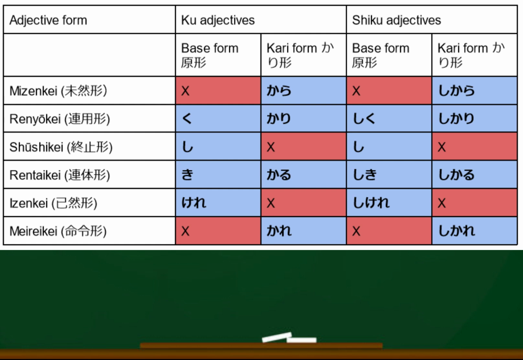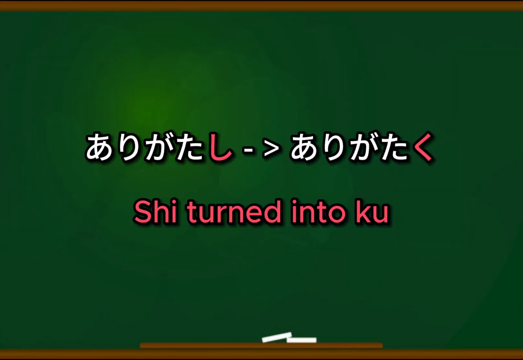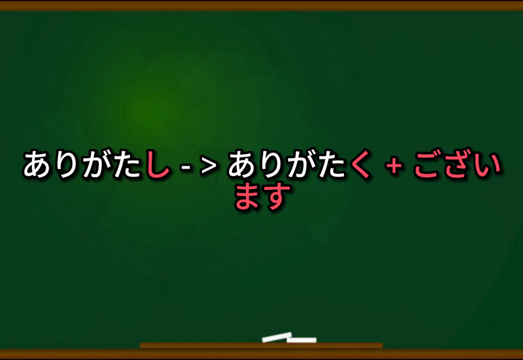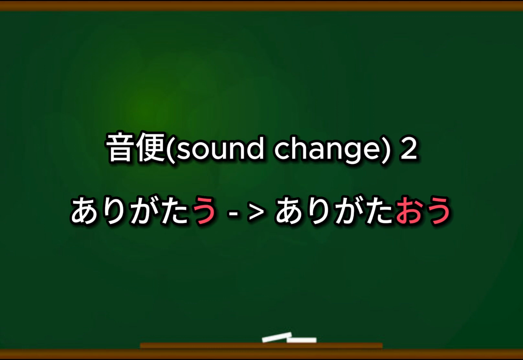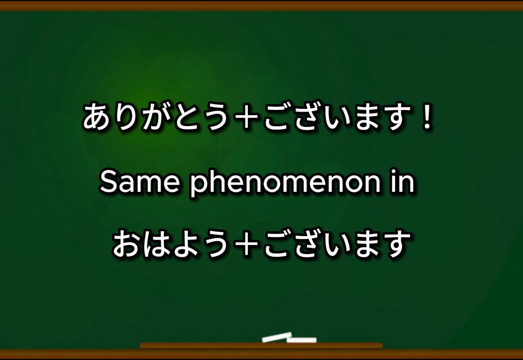Arigatashi was put into the Renyoke form and became arigataku. The polite verb gozaimasu was then put at the end. An onbin sound change also occurred, in which the ku in arigataku became u, giving us arigatao. Then there was a final onbin sound change that turned arigatao into arigatou, giving us arigatou gozaimasu. This is the same phenomenon that occurs in the phrase ohayo gozaimasu.